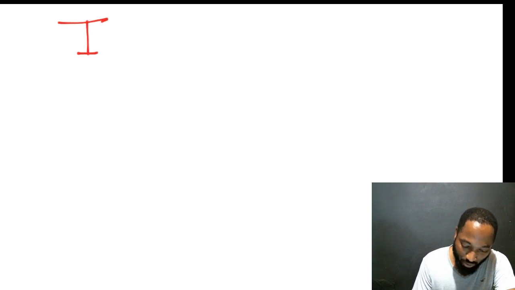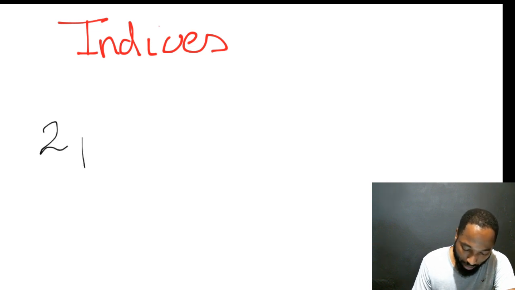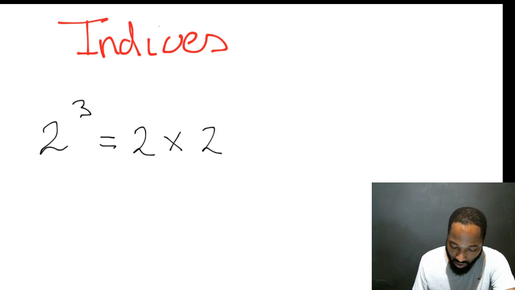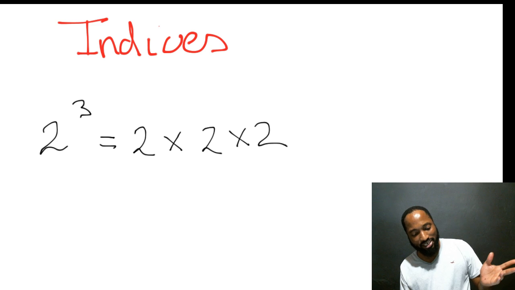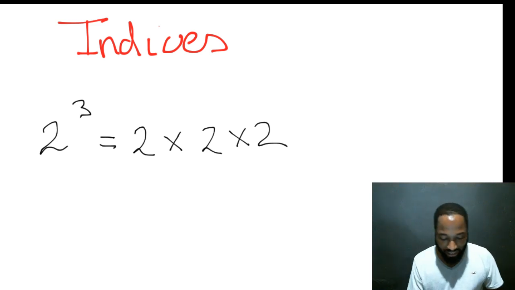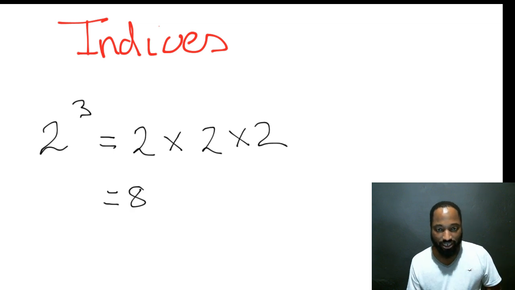Indices speak about the part of maths where we put numbers above another number. So if I have 2 and I put a number up there, like let's say 3, what does that tell us? It tells us that that 2 is being multiplied by itself 3 times. It goes like this: 2 by 2 by 2. Now that's simple enough, and you can work out that 2 by 2 is 4, by 2 is 8.